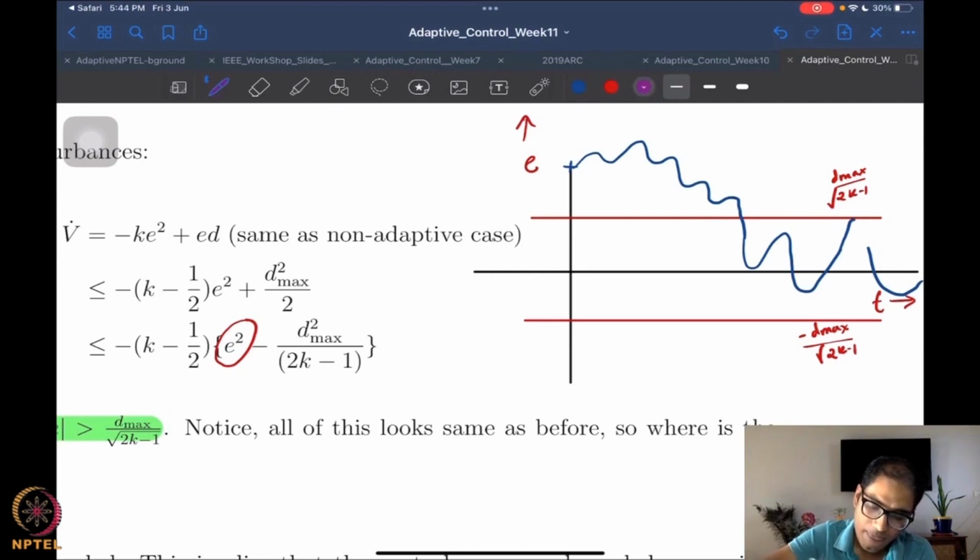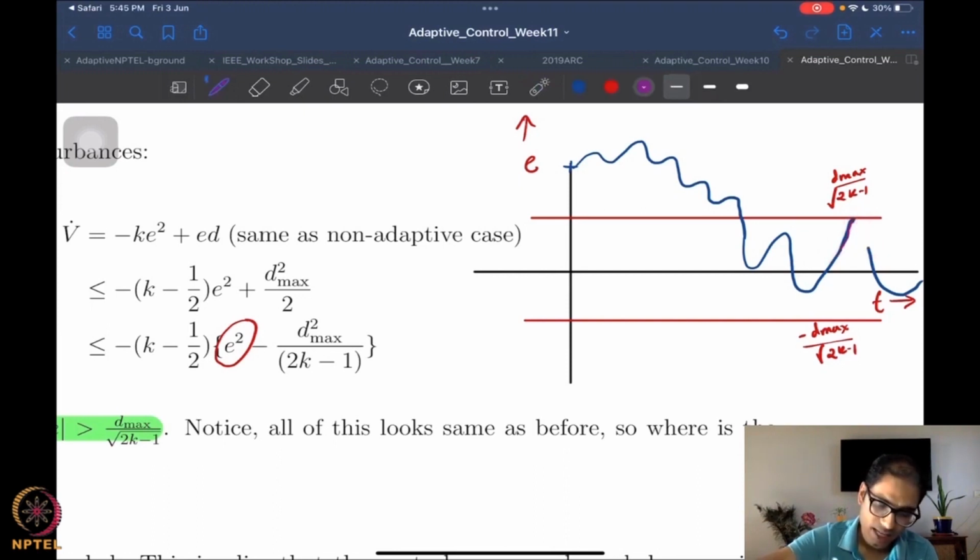Now at the boundary, as soon as I try to cross, what happens? V dot becomes negative. So V has to reduce. As you are very near the boundary, V becomes almost zero. As you reach the boundary here, V is becoming almost zero. V doesn't change anymore. So if V doesn't change, E doesn't change. And then V dot becomes negative as soon as you try to cross it. So therefore, this has to come back in.